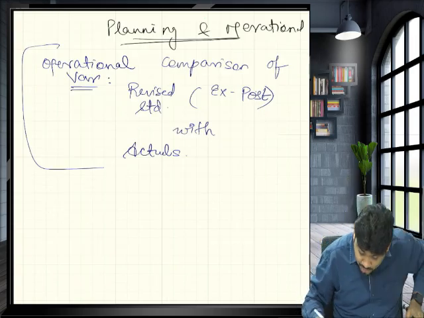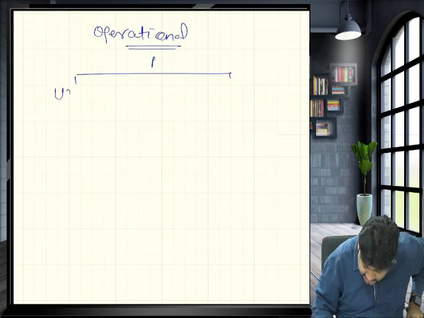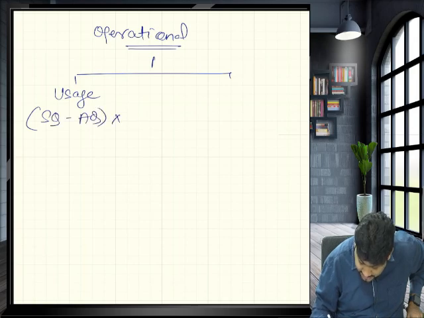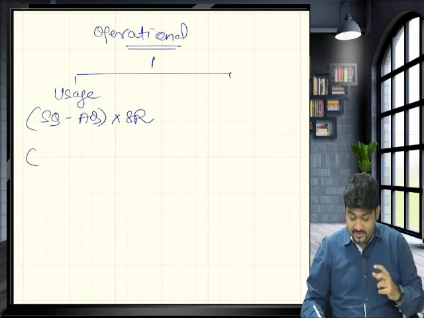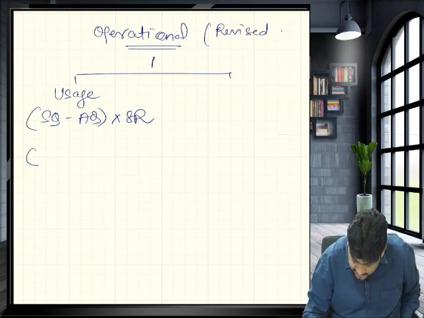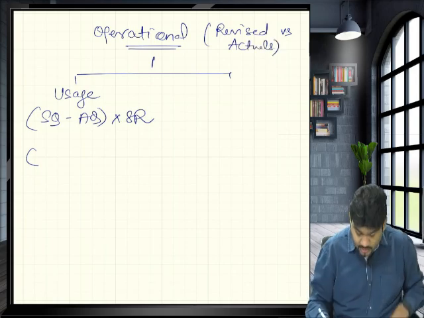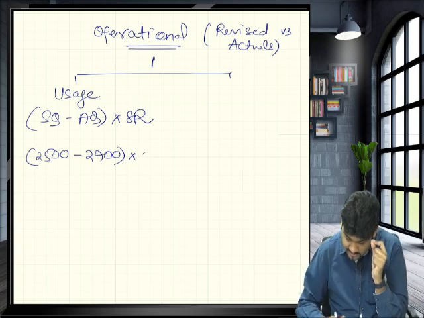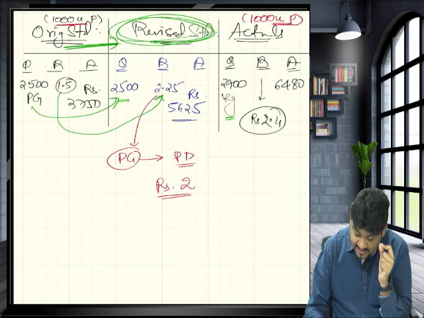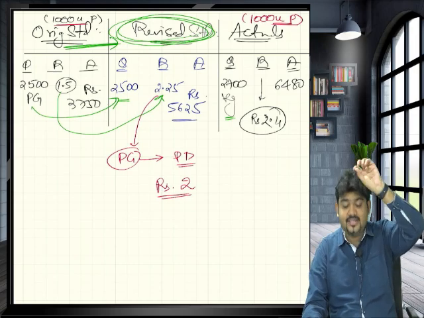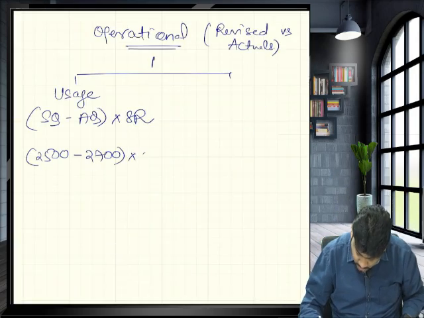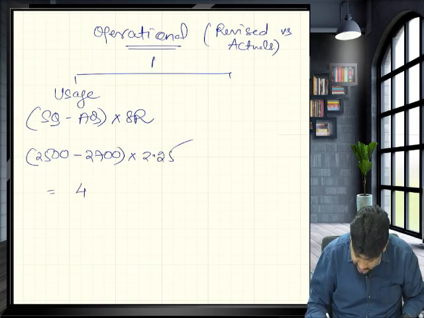So now we will start with the usage variance, the operational usage variance. In usage variance, what is the formula? Standard quantity minus actual quantity into standard rate. Just write here: revised versus actuals. What is the standard quantity that we were planning? What is the actual, into what is the standard rate? See, you're comparing revised with actuals. So for us, the revised rate is the standard rate, correct? So we will write here 2.25. Are we clear? Okay. How much does this work out to?